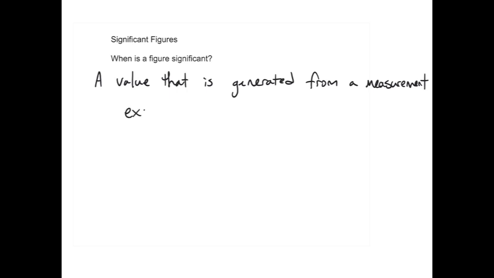For example, 25.0 grams or 13.3 milliliters. These are significant figures because someone went into the lab or was presented with an object and they used the appropriate tool to measure the significant figure. But just because something has numbers tied next to it doesn't necessarily mean it's a significant figure. And here are 3 examples when a number is not a significant figure.